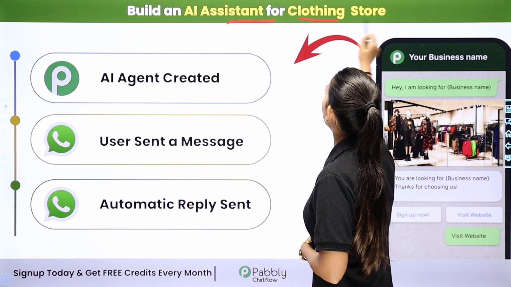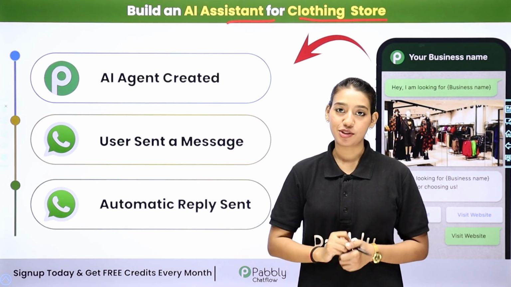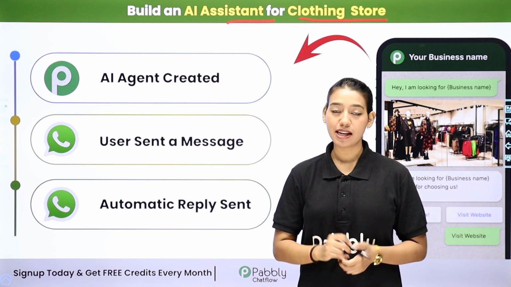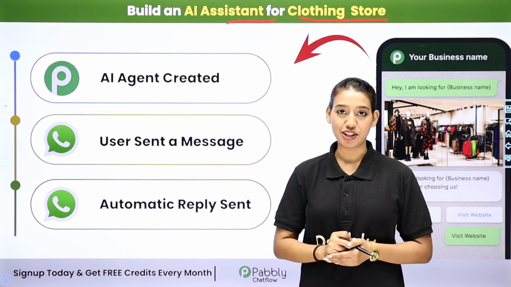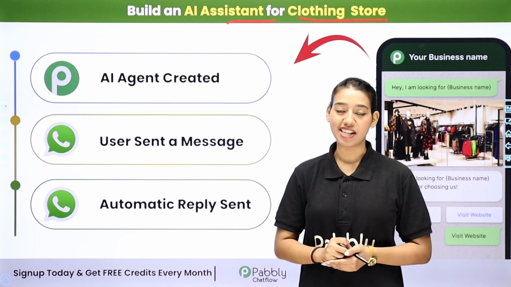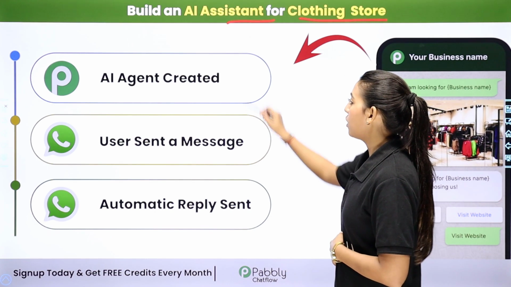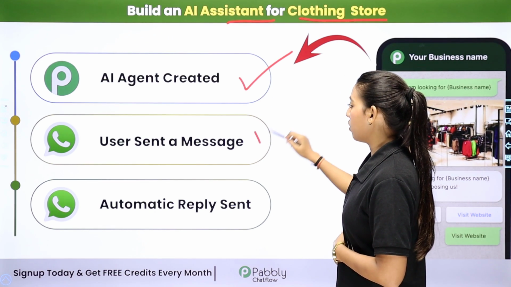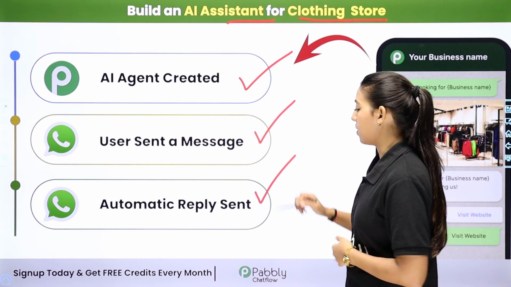In today's video we are going to learn how to build an AI assistant for your clothing store. If you run a clothing store, then manually responding to all the queries about store timings and exchange policies can be a very time-consuming process. So with the help of Pabbly Chatflow, we are going to create an AI agent which will respond to all of these queries and automate this whole process on our behalf.